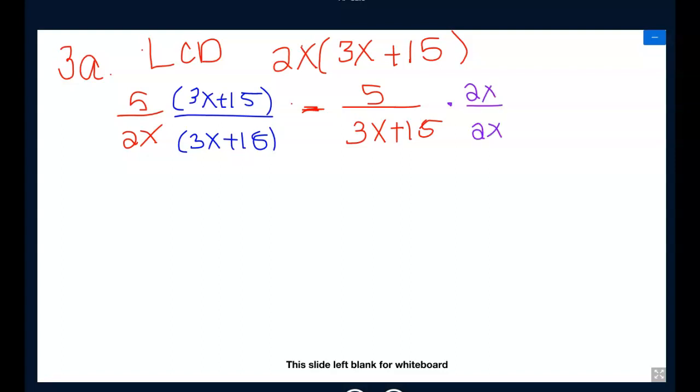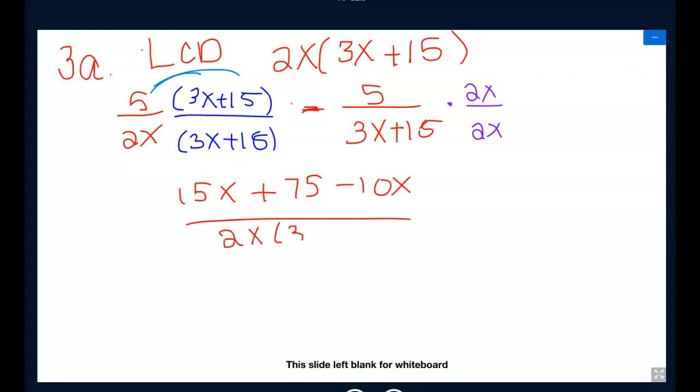We're going to distribute the 5 inside this parenthesis here. So we get 15x plus 75 minus 10x all over 2x times 3x plus 15. Combine like terms, 15 minus 10 is 5x. So that's part A. For 1, 2, 3, and 4, part A is just simplifying the left side of the fraction.